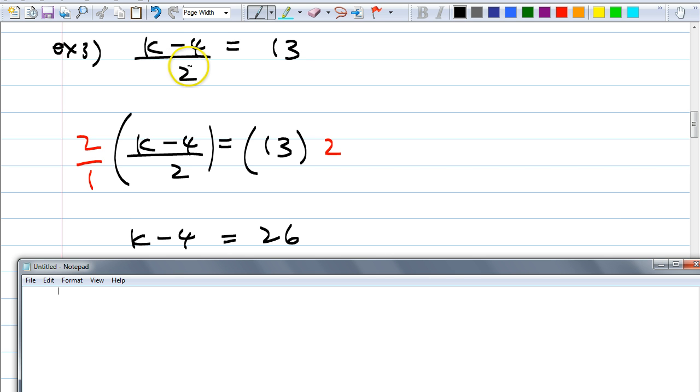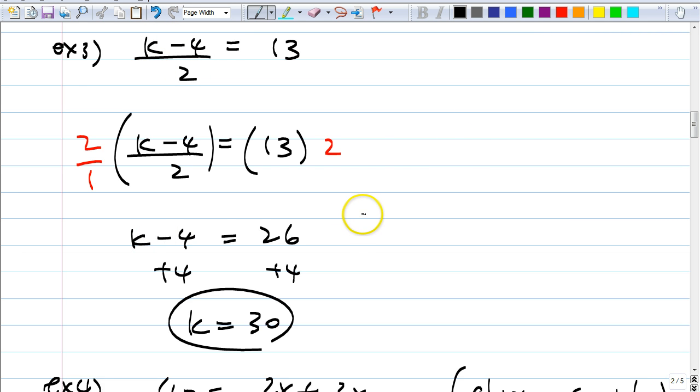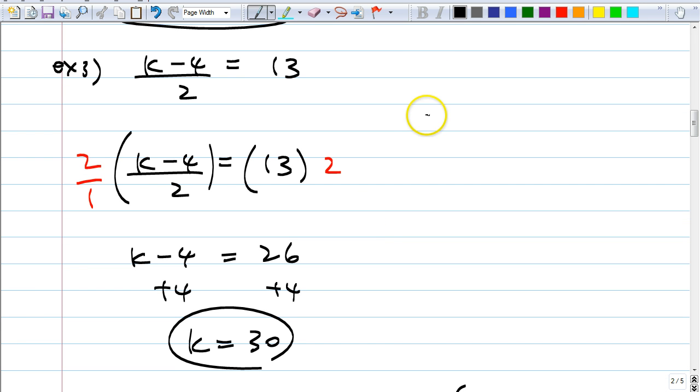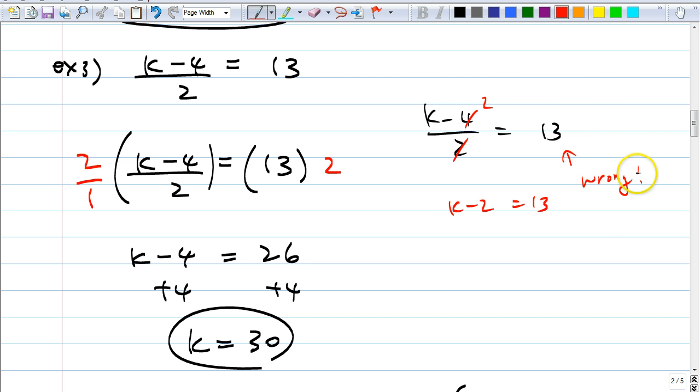If you just divide 2 by 4, so you get k minus 2 here, that would be wrong. Why would that be wrong? First of all, let me finish. I'm going to add 4 to both sides, and I get 30, right? Some of you were saying this. Could we do this? k minus 4 over 2 equals 13. Could we just write k minus 2 equals 13? This will be 15. This will be wrong, right? Why would this be wrong, guys? Why can't we just cancel out? Doesn't 2 go into 4 twice? Who thinks they know why?